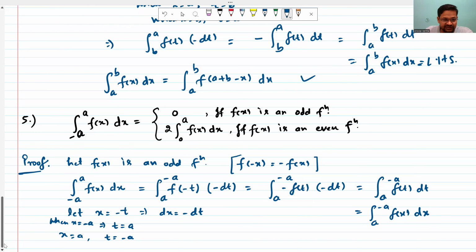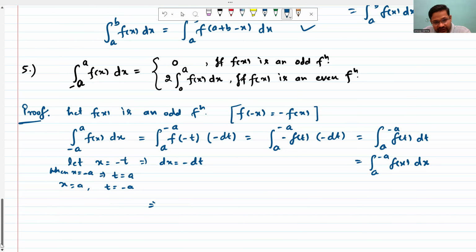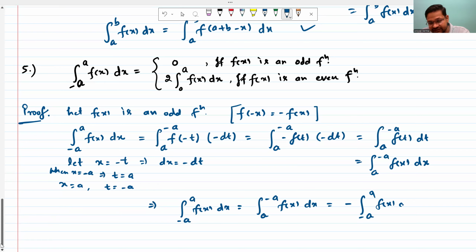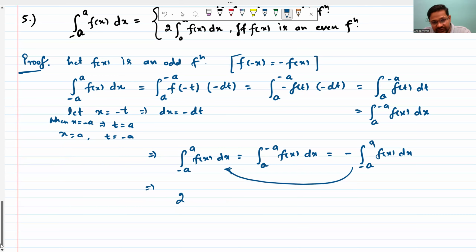So from this expression, what did you get? This implies the integral from minus a to a of f(x) dx is just equal to the integral from a to minus a of f(x) dx. If you interchange the limits on the RHS, you will have negative times the integral from minus a to a of f(x) dx. And now you just add it up on the right hand side. You can just move it to the left, so it will be 2 times.